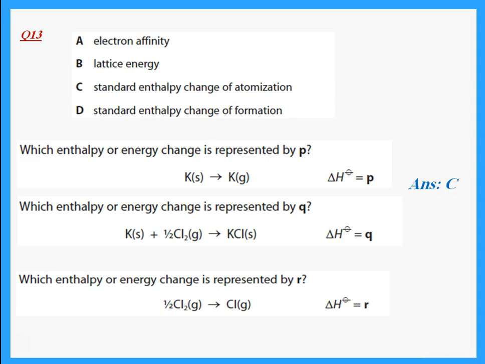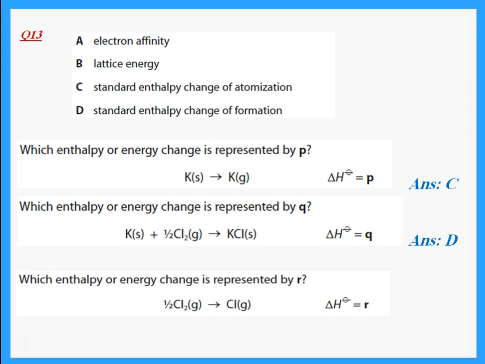You should realize that this is the standard enthalpy change of atomization. If we have something in a solid and then we change it into atoms in the gaseous state, that is enthalpy change of atomization. Now, which enthalpy or energy change is represented by this equation? This equation says potassium solid plus half Cl2 to give KCl. Well, you have two things reacting to form a product, then this is standard enthalpy change of formation.